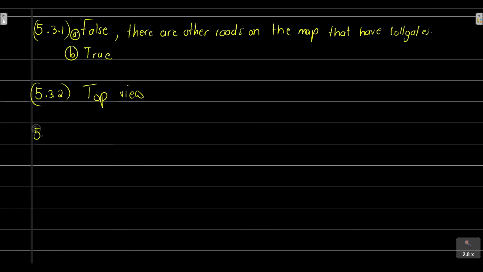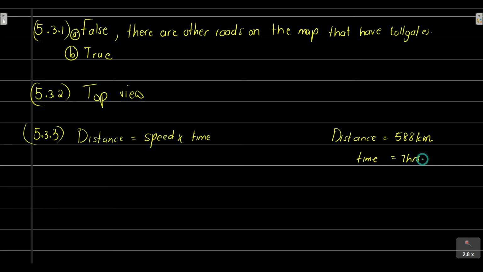Okay, so we're given the formula. Distance is equal to speed multiplied by time. Okay, we are given the distance. What is the distance? It's told that the distance from Johannesburg to Durban is 588 kilometers. The time to drive from Johannesburg to Durban is equal to 7 hours. What is the average speed? Okay, so that is what we are trying to determine.